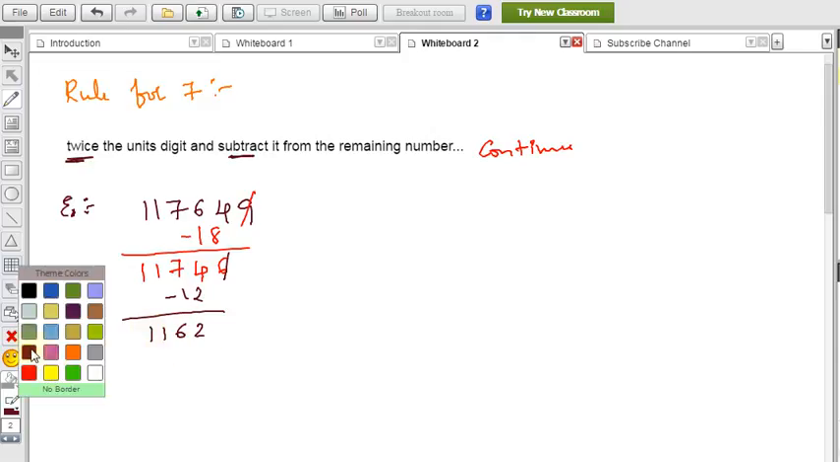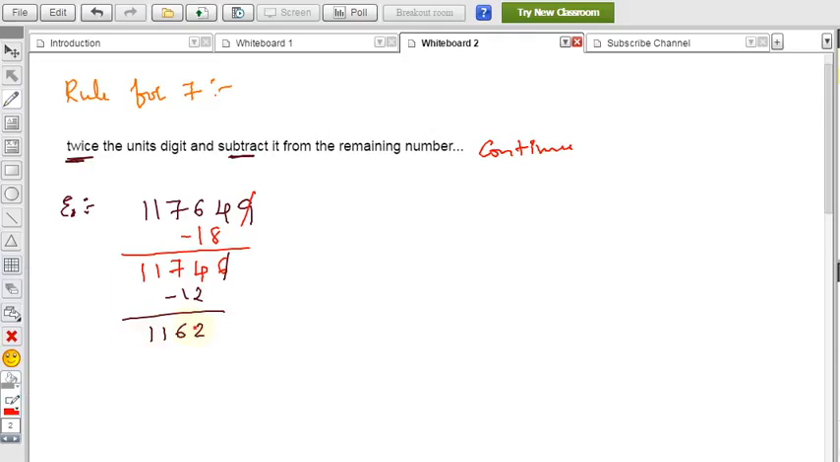Again, make the 2 double and that is 4. Subtract from the remaining: 2, 1, 1. Next, 2 if you double it, it's 4. Now 11 minus 4 is 7. So if you make it 7 or a multiple of 7, then that particular number is divisible by 7. So 117,649 is divisible by 7.